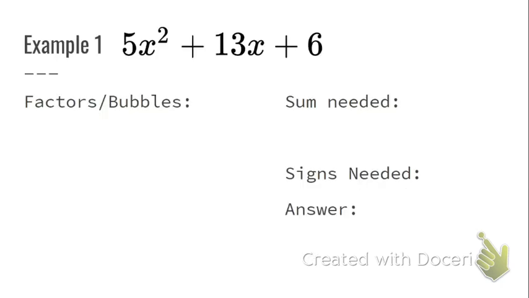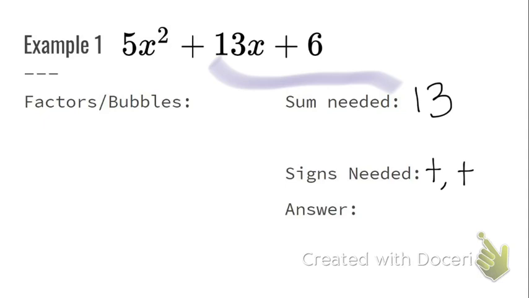Alright, here's our first example. The sum we need comes from the middle. The signs, we have to look at what we're trying to multiply to and what we're trying to add to. If you're multiplying to a positive number, you need both signs to be the same. Since we're trying to add up to a positive, both those signs need to be positive.